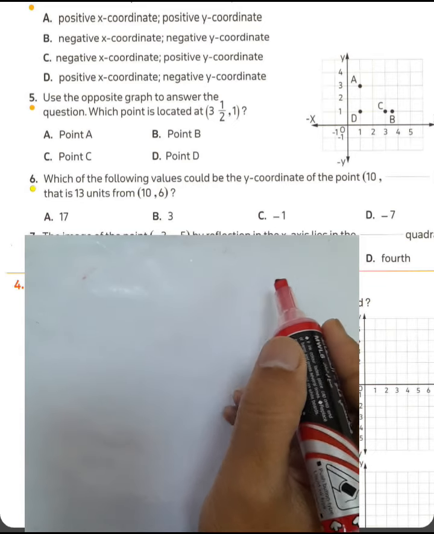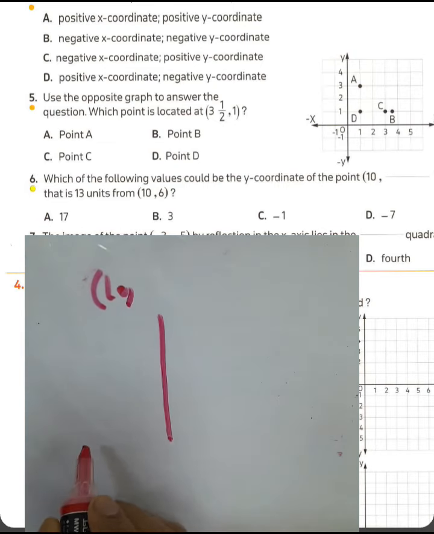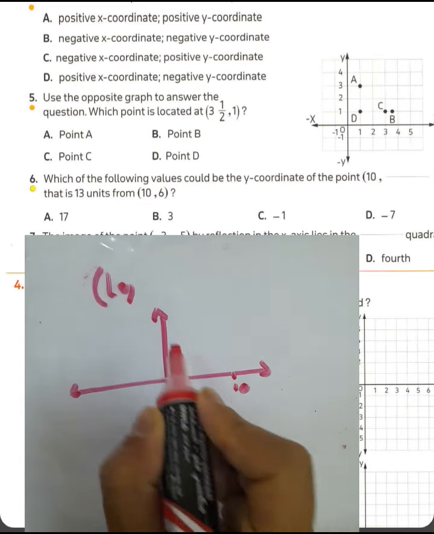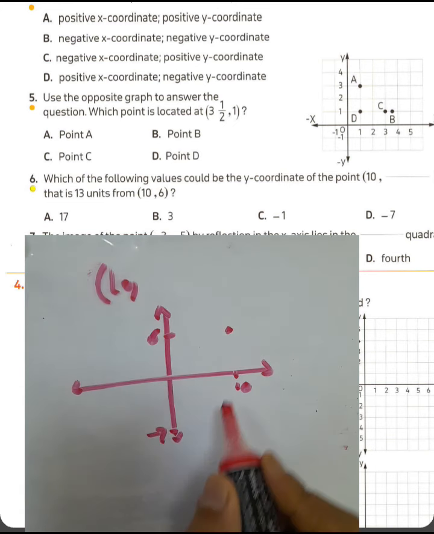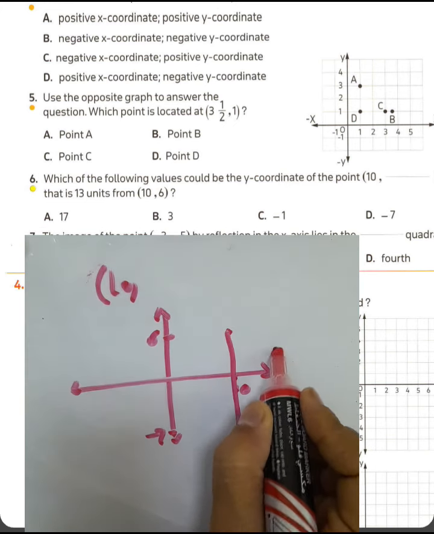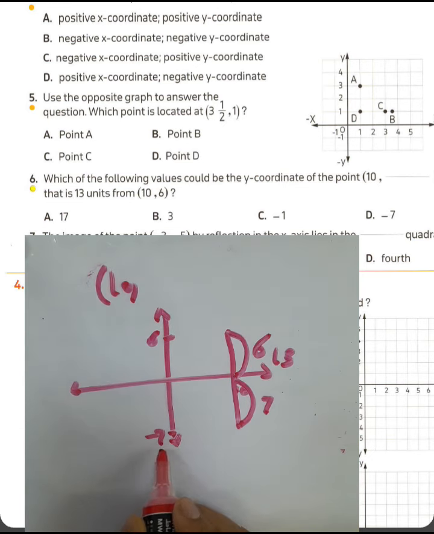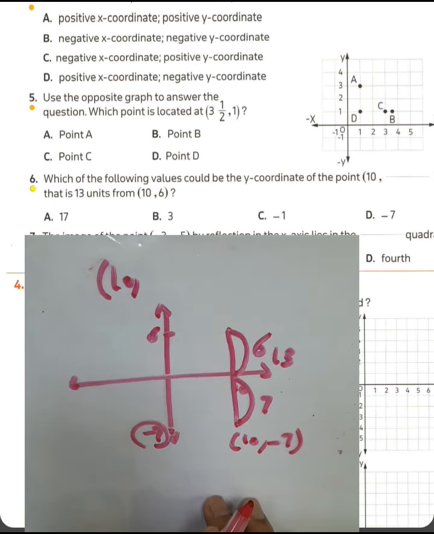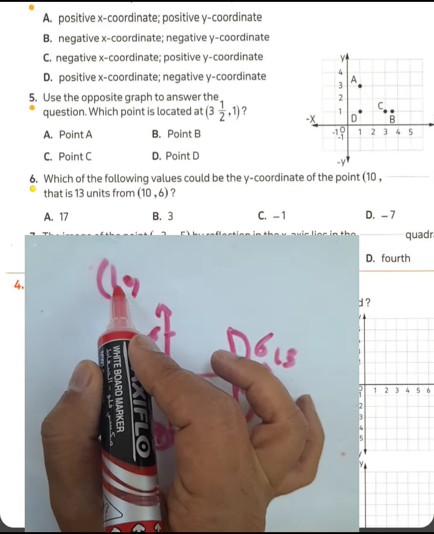Again, we must choose -7 because we have a similar x-coordinate. Then the distance between them will be vertical. The first point is (10, 6), and the second point will be (10, -7) because the distance between them is 13 units. Count here 6 units and here 7 units. Then 7 lies downward, so the point will be (10, -7).